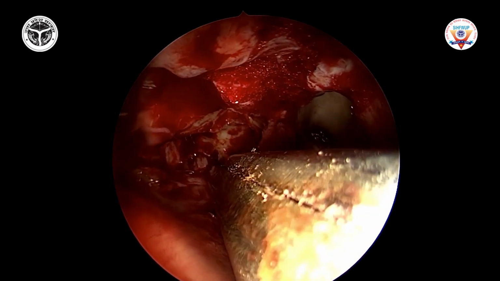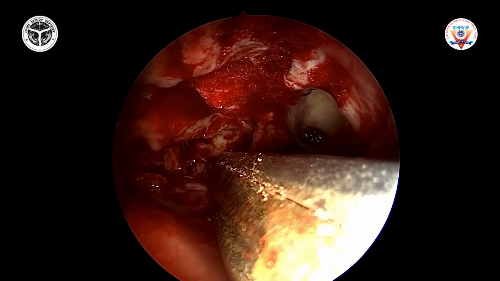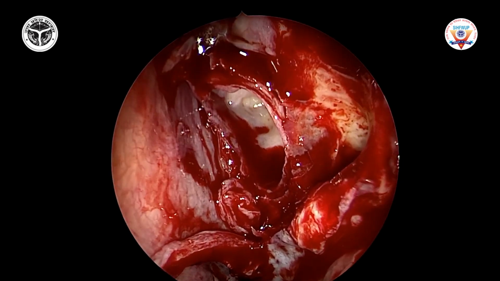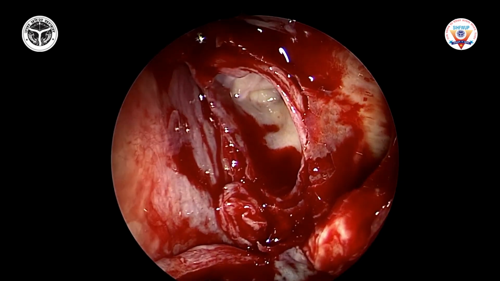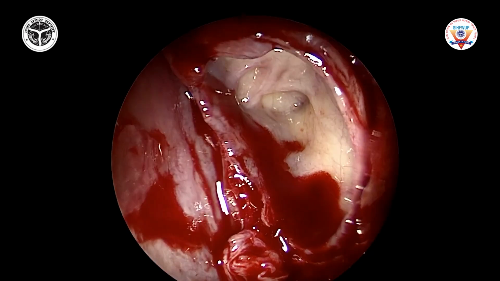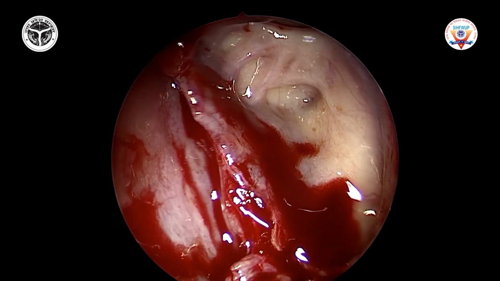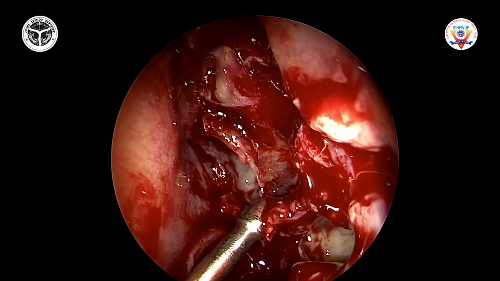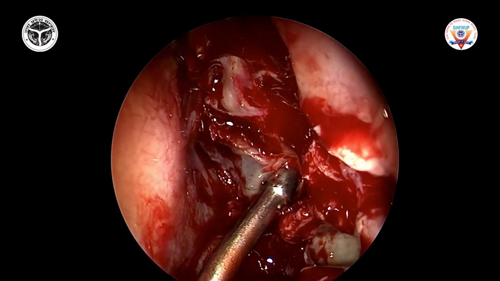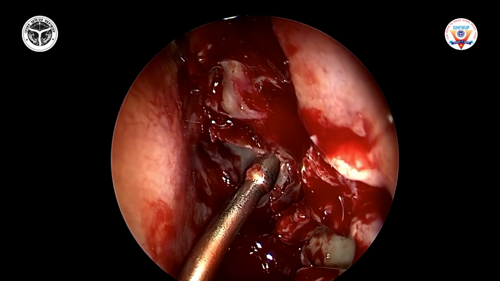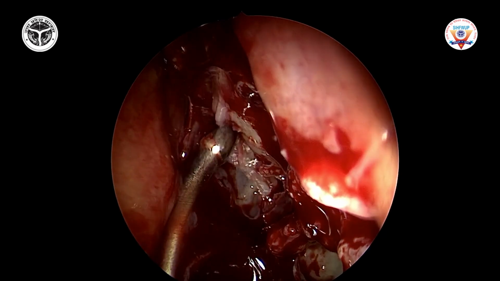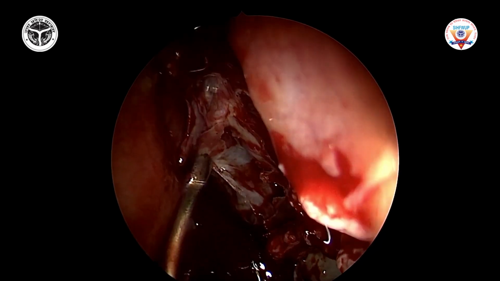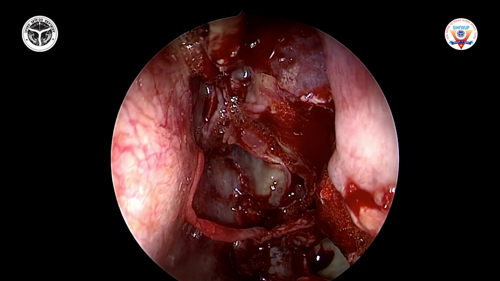And this is the Kerrison rongeur, with the help of which we are removing the anterior wall of the sphenoid sinus. So this is the sphenoid sinus we've entered. You can see the meningoencephalocele here, right, from the angled view. So this is one defect. I've removed the mucosa of the sphenoid sinus, and we are going as lateral as we can.